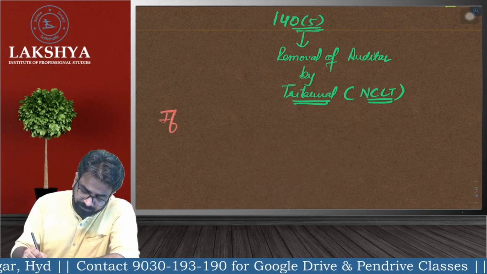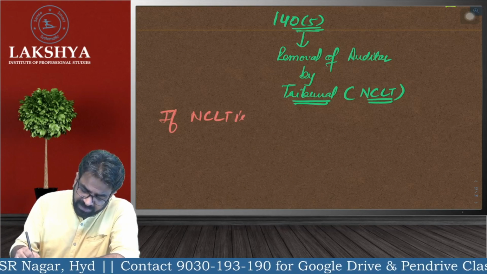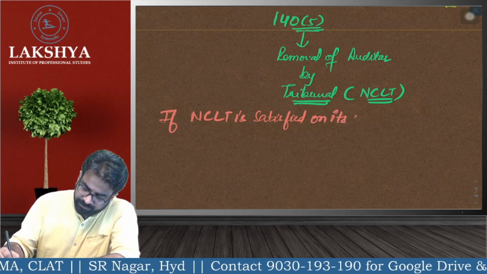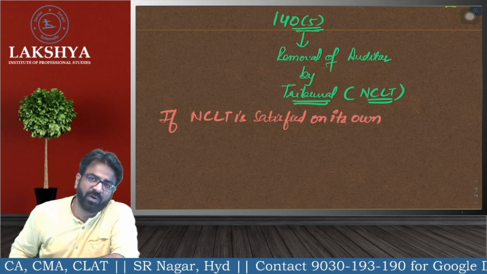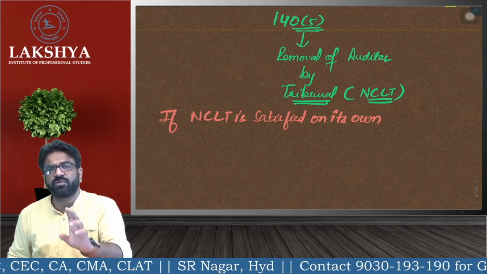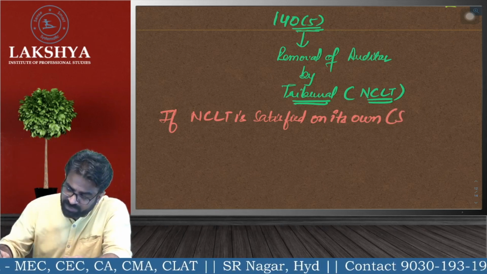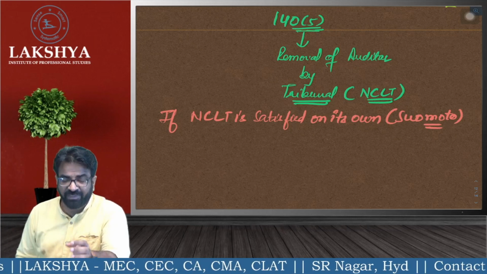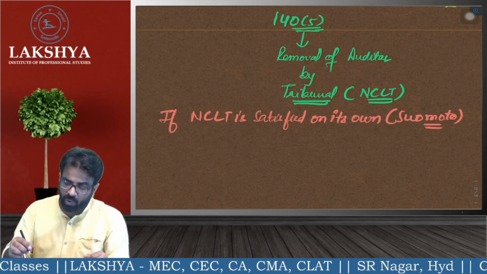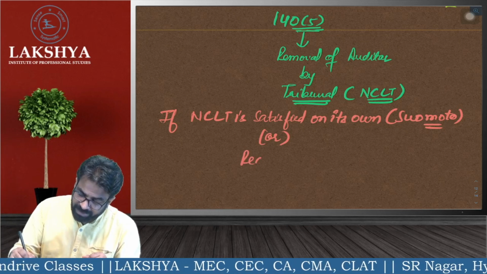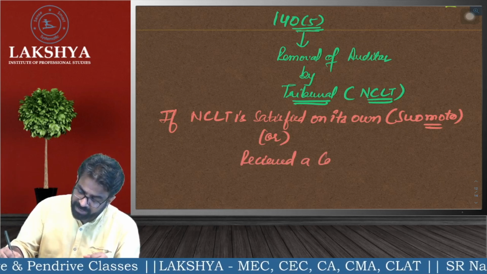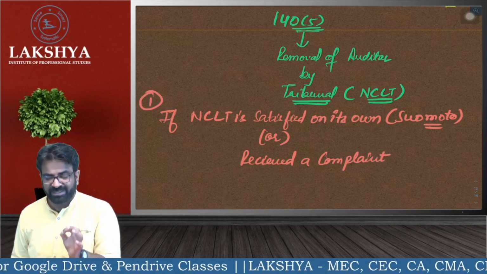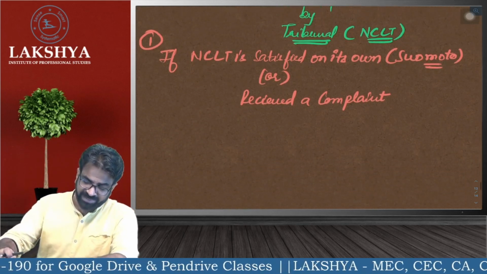If NCLT is satisfied on its own, अब जल्दी जल्दी बताओ, on its own का मतलब क्या है? What do you mean by on its own? Suo moto. On its own means suo moto, right? If the NCLT on its own or received a complaint, this is point number 1, if the NCLT is satisfied on its own or received a complaint.